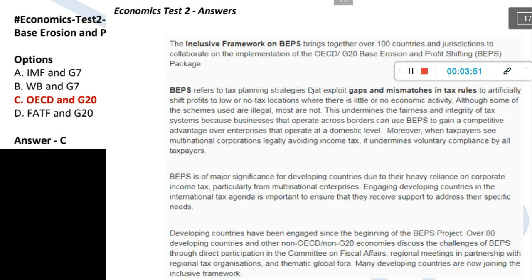So that profit shifting process, base erosion and profit shifting, is called BEPS. It was started by OECD and G20. More technicalities you can study here, but whatever I told you is the crux of the whole thing.